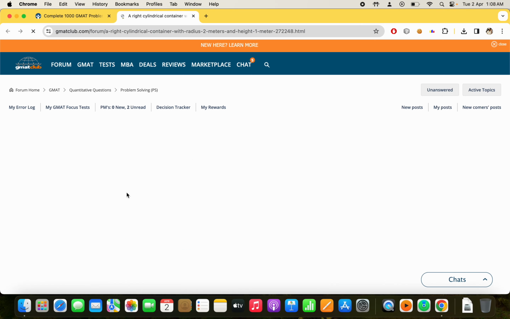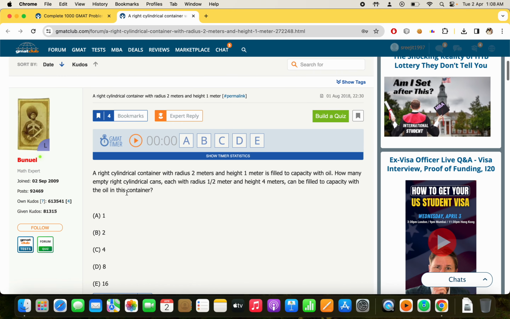12. So 12 is... okay. Now I think I forgot this cylinder formula, which I definitely need to see the answer. So a right cylinder with radius 2 meters and height 1 meter is filled to capacity with oil. How many empty cylinders with radius half and height 4 meters can be filled with the oil?